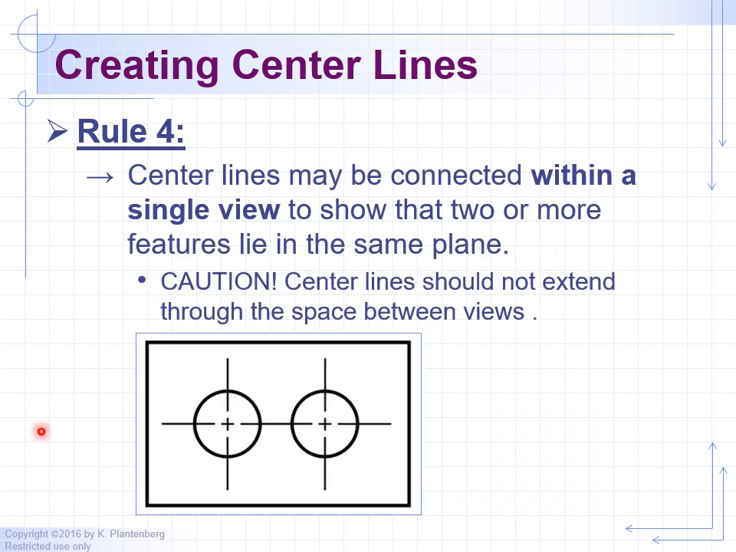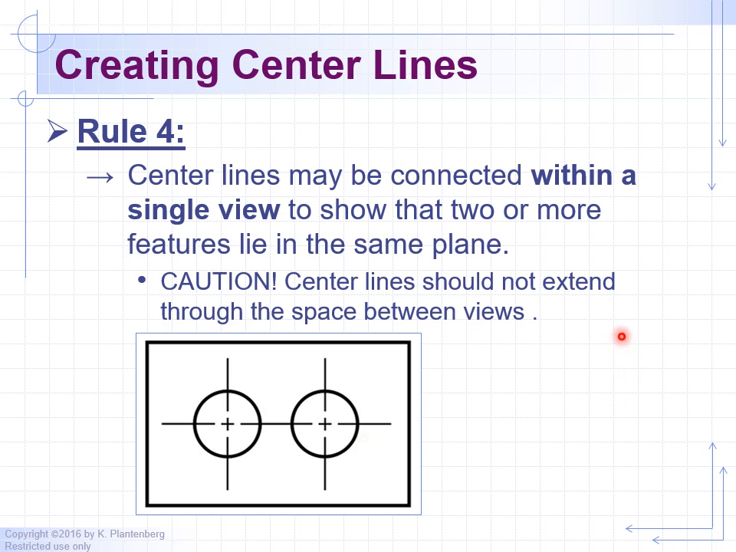Now, let's say you have two circles that are on the same height, right? So these are two holes and they're aligned. If they're in the same view, then we can have a center line extend right through these two. And this tells the person that this center line is going to be the same for both of them. So we know these two holes are aligned at the same height. Right? So as long as they're on that same plane, right, at the same point, they can be connected.